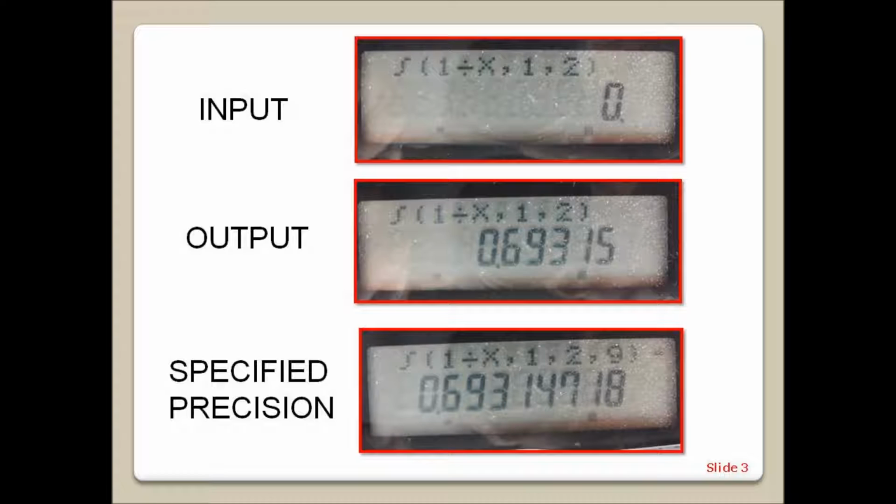The result that was returned was the natural logarithm of 2 equals 0.69314718, so my question was answered.